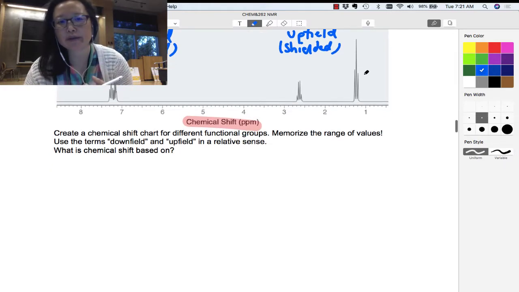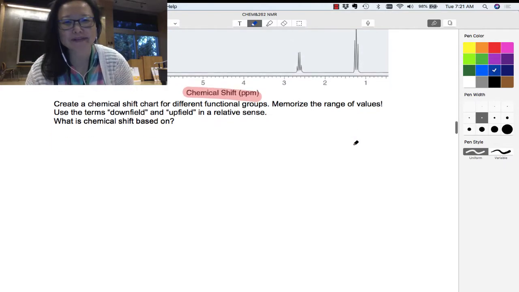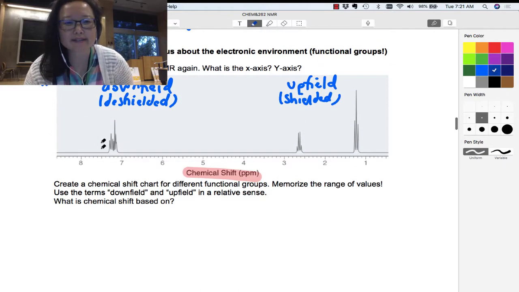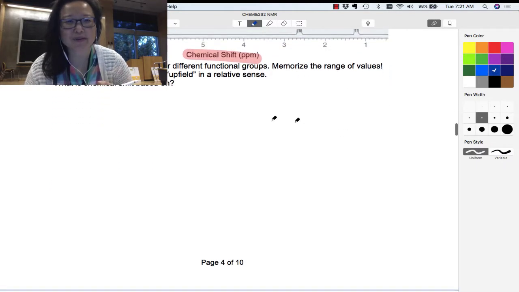So let me show you what those are, and you should start memorizing them as soon as possible, because the fact that a signal is here at 7 to 8 is going to tell me a certain thing, and between 1 and 2 this is going to tell me a certain thing about what kind of structural features there are in this molecule.